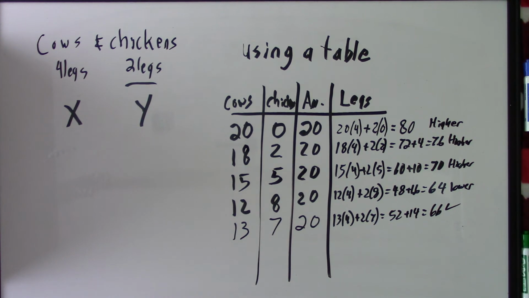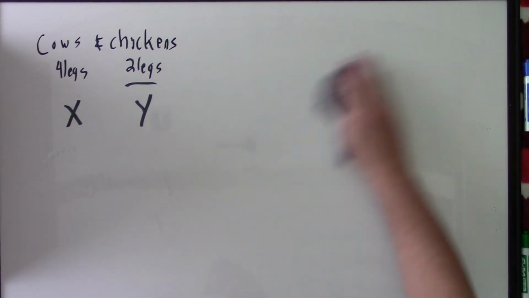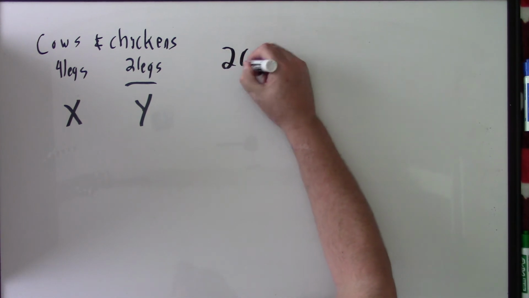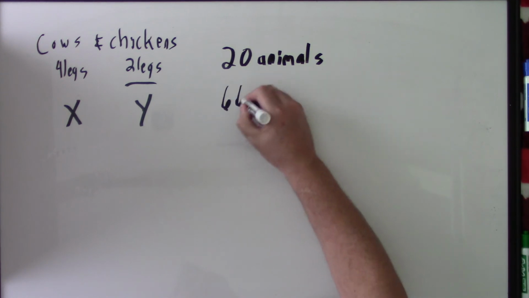So this is a method that you would use at using a table, and this is more of a 3rd and 4th grade level of doing this problem. So now the last one is for little kids, and they could be in kindergarten or 1st or 2nd grade. But what we know is we have 20 animals and 66 legs.